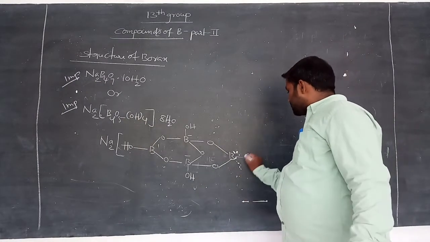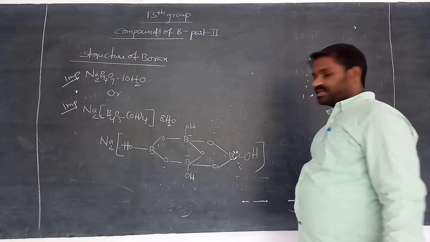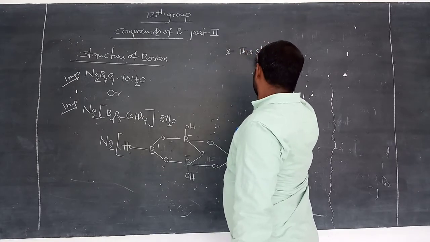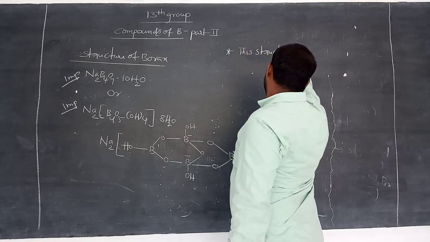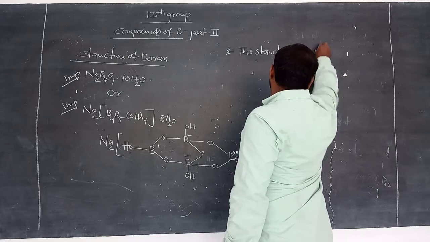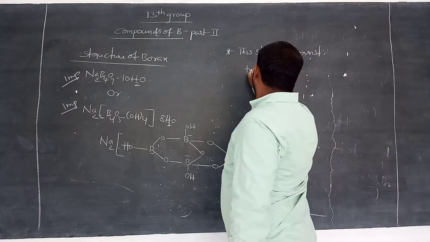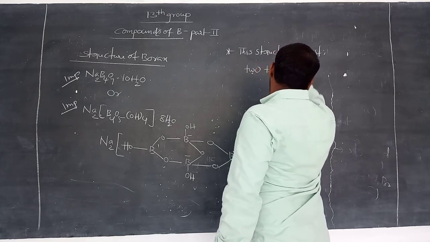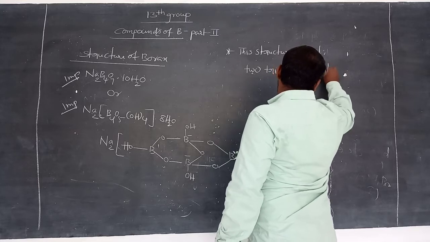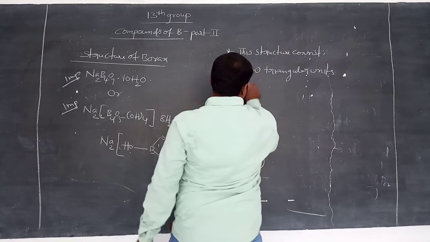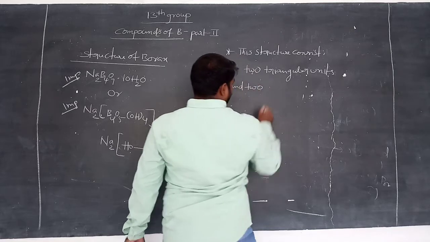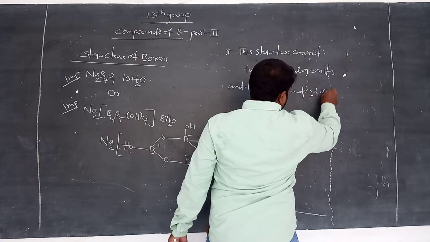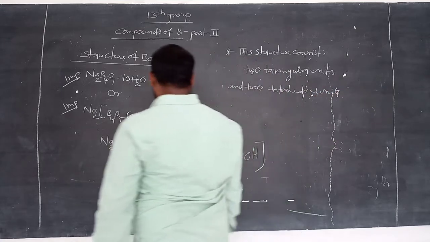So if we observe this structure, okay, this structure consists of two triangular units and two tetrahedral units. Let's see what is triangle.